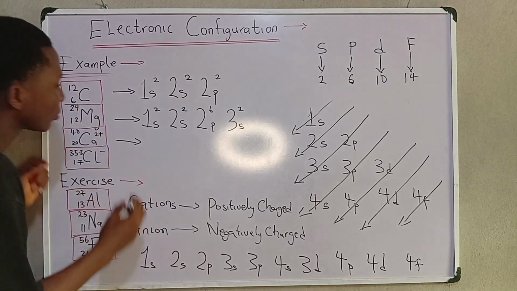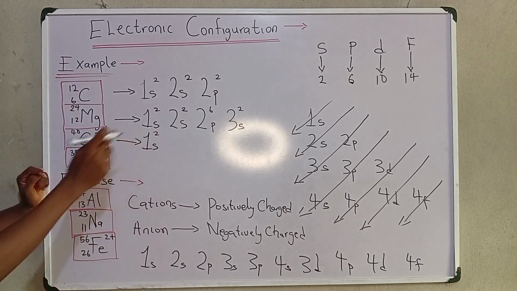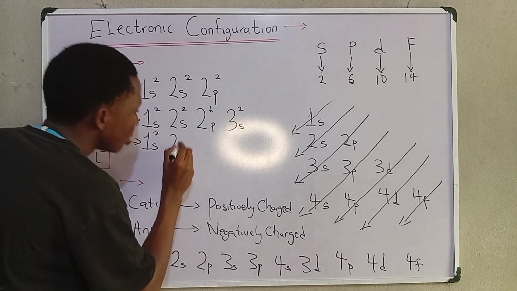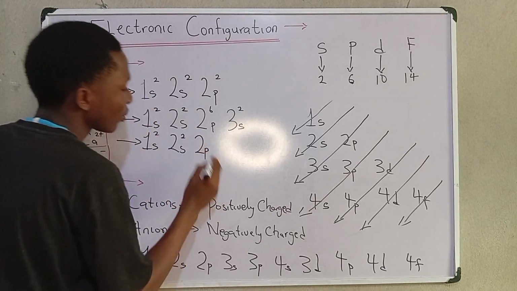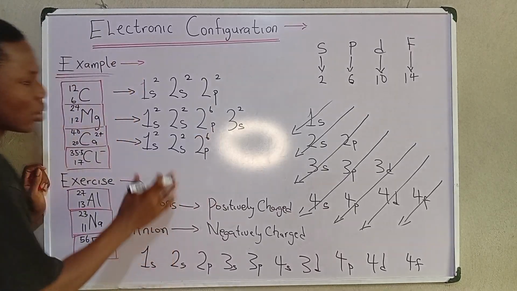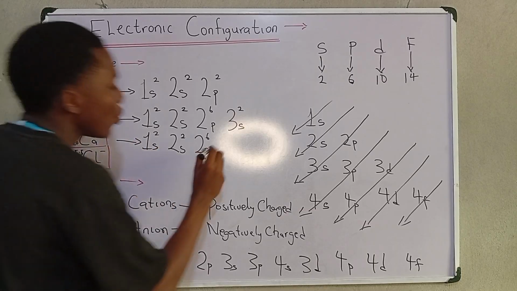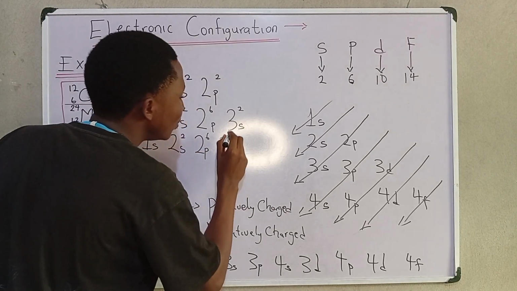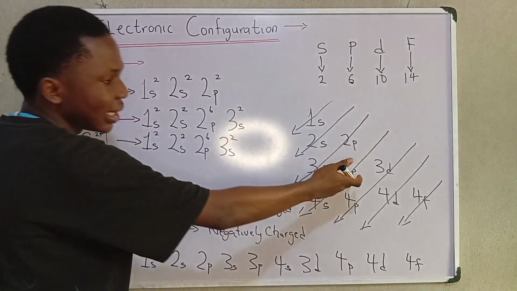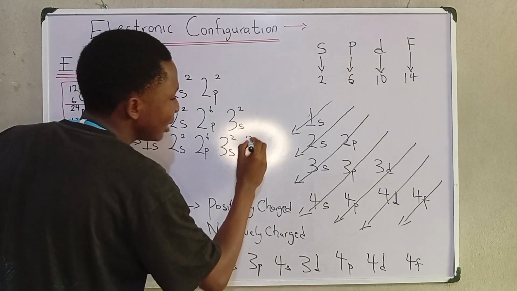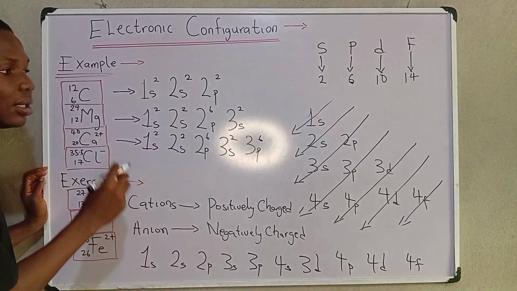So now let's go. Now, 1s, 2 electrons, 2s, 2 electrons, 2p, 6 electrons. We already have 10. We need how many more? 10 more. Now we have 3s, which is a maximum of 2 electrons. The next thing we are going to have is 3p, right? Maximum of 6. Still not yet complete.